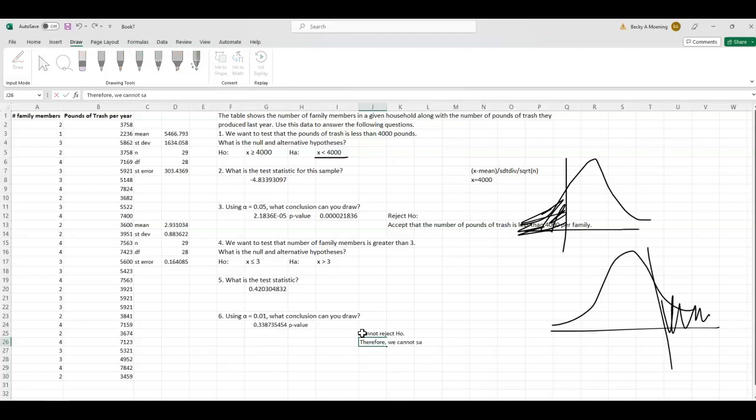Therefore, we cannot say anything about the number of family members being greater than 3. So because we cannot reject the null hypothesis, right? The null hypothesis is that x is less than or equal to 3. We can't reject it. That doesn't mean that it's true. It just means that we can't prove that it's false. And so therefore, we cannot reject the null hypothesis, and we cannot accept that the number of family members is greater than 3. That's just where we're at. So that is how we can do hypothesis testing for a sample in Excel.